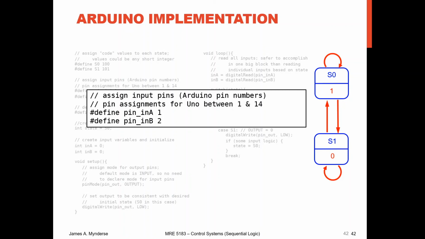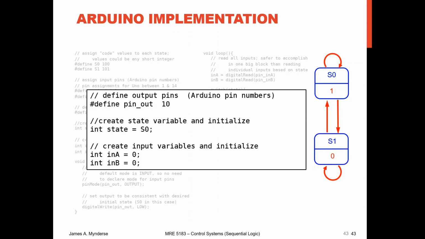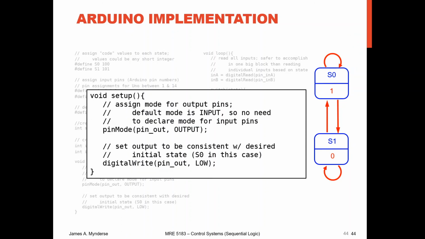I assign my input pins, so there's got to be some sort of inputs that are going to drive all this, so I've got pin input A and input B. I've got my output pins. In this case, I've only got 1. And then I've got my state, my current state. And my current state, I'm going to assume, is going to be starting from S0. It wasn't really defined in the diagram, but I'm going to assume we're going to start from S0. And then remember, I've got my pins for my inputs, but I also have the values of those inputs. So that's in A and in B.